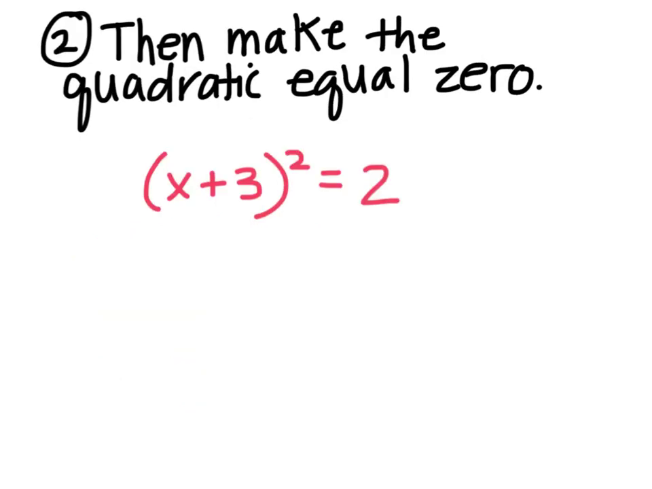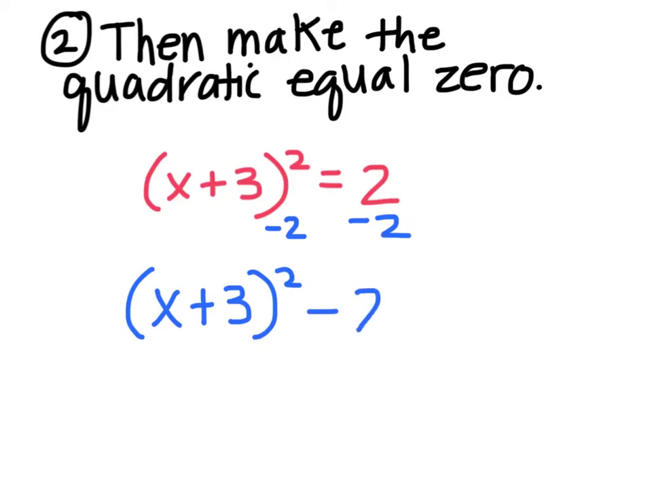Second step, then you need to make the quadratic equal 0. So right now it looks like this. I completed the square. What you want to do next to get it to graphing form, it's pretty easy, is you're just going to move this 2 to the other side now. To move it to the other side, I'm going to subtract 2 from both sides. Now here's what it's going to look like: x plus 3 squared minus 2 equals 0.